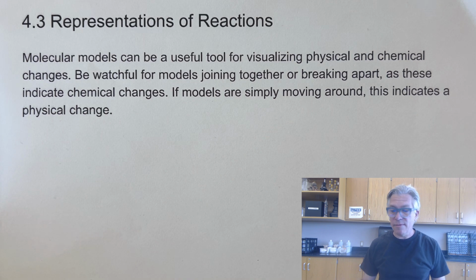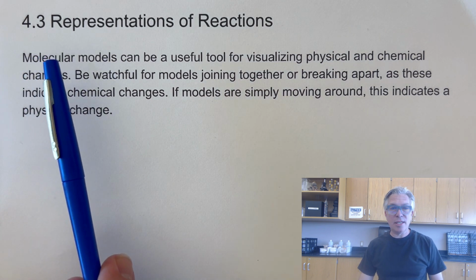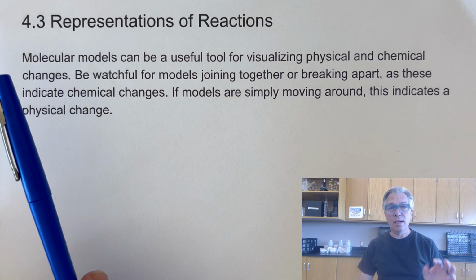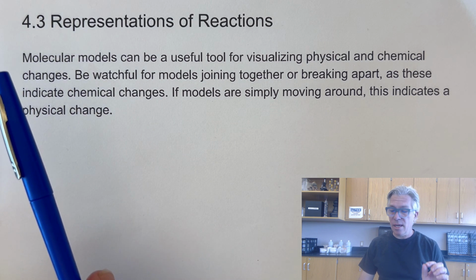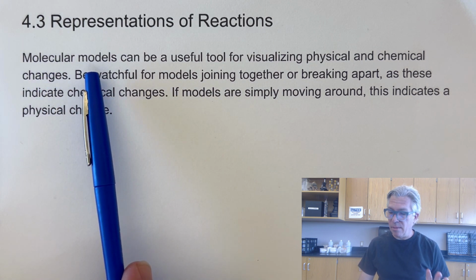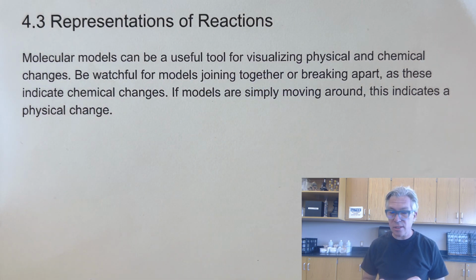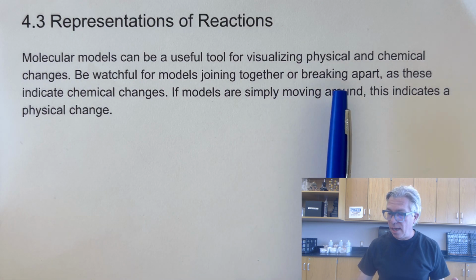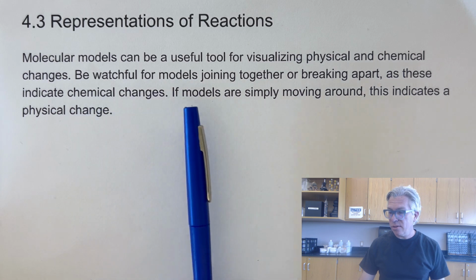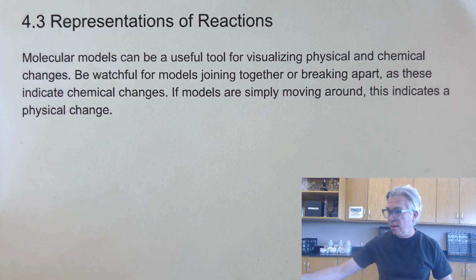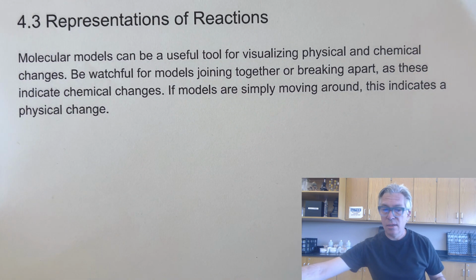Up next, we have section 4.3, which is representations of reactions. And there are 2 primary ways that reactions are represented. One is with a balanced chemical equation, and 2, with molecular models. Now, molecular models can be a useful tool for visualizing physical and chemical changes. As you look at them, be watchful for models joining together or breaking apart, as these indicate chemical changes. If models are simply moving around, this indicates a physical change. And by models, I mean usually just a drawing, like a circle, indicating an atom or a molecule.